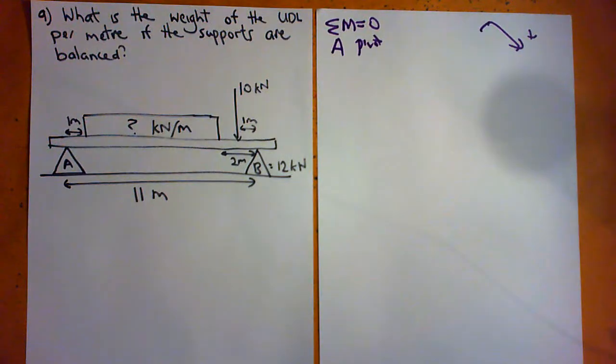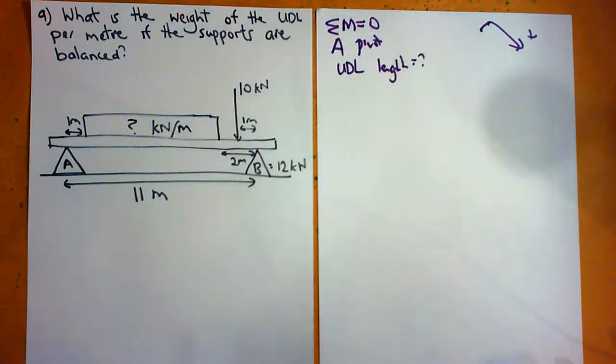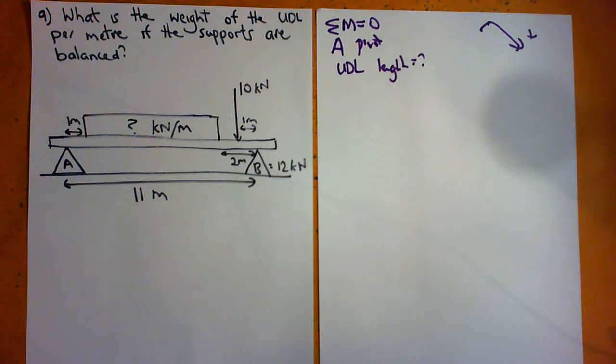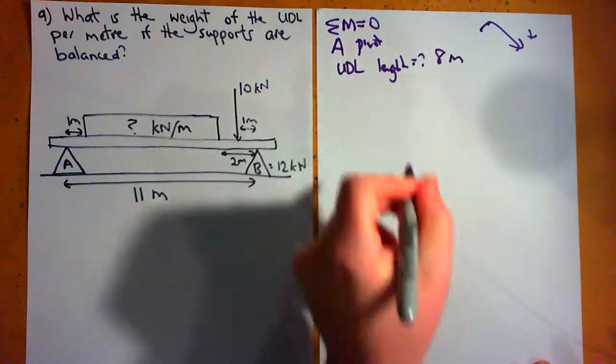Okay, so first thing we need to work out here is the length of the UDL. We can see that between the two support forces A and B we have 11 metres. We also have 1 metre between A and the left hand end of the UDL, and the right hand end of the UDL is 2 metres back from B. So all in all, that tells us that the UDL length must be 11 minus 1 minus 2, which is 8 metres.